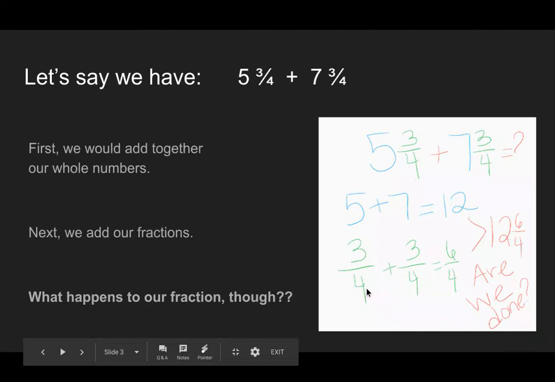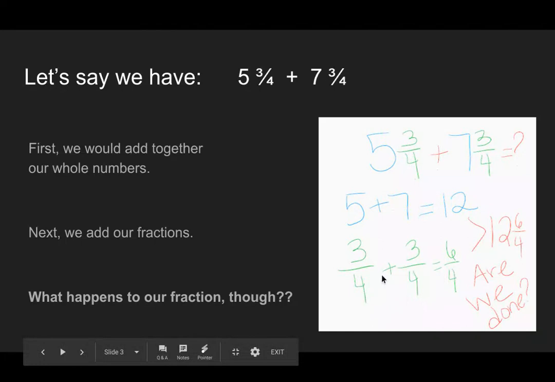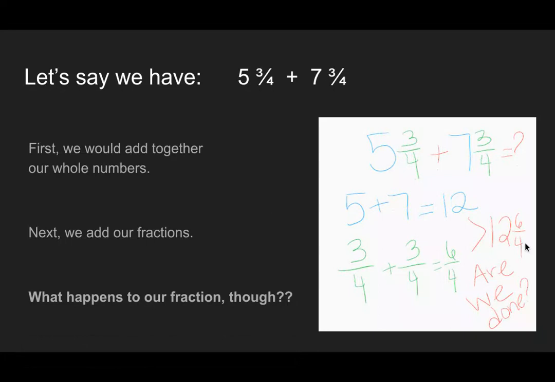Now remember, and we do a good job with this, our numerators we add, but our denominators, what do? Good, they stay the same. So we're not adding 4 plus 4 to give us 8. We leave it simply as 4. So when we put our whole numbers together with our fraction, we get 12 6/4.